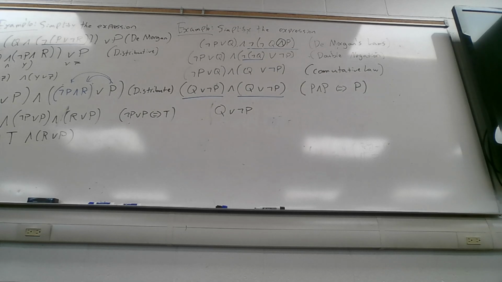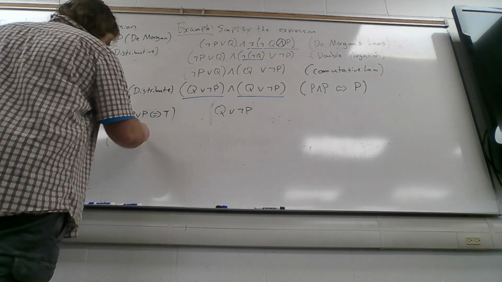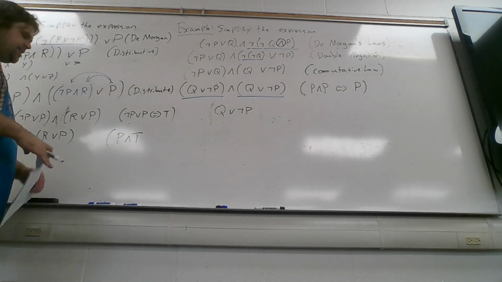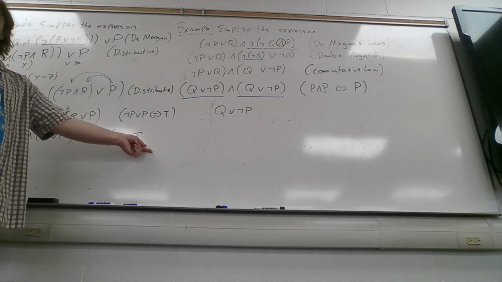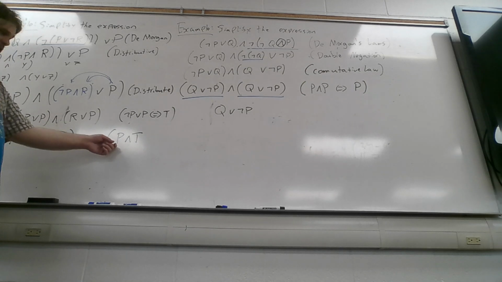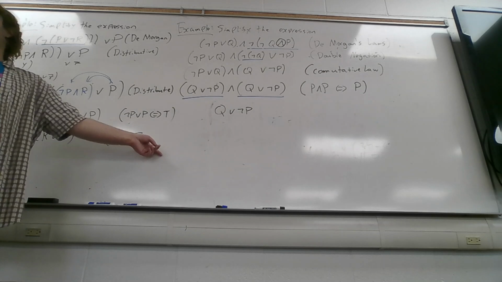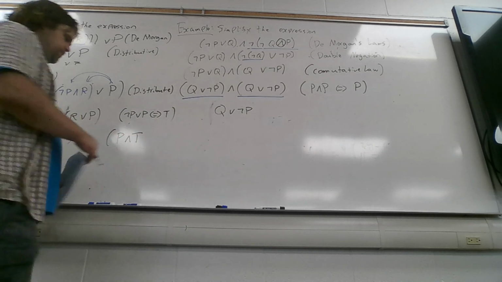But anything and true, we basically can just drop this true, right? If we think about it, P and something that's always true is just P, right? Because if P is true, then P and T is true. If P is false, then P and T is false. So this only depends on P, right? This T doesn't end up mattering for this statement.